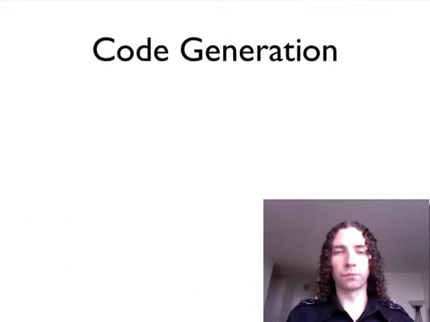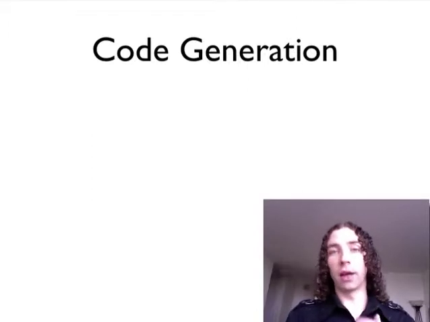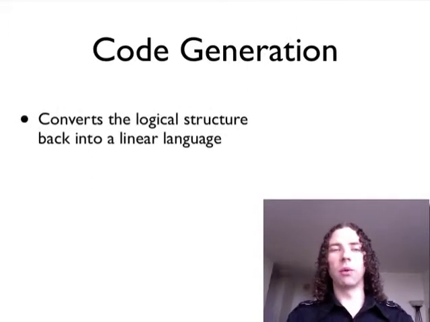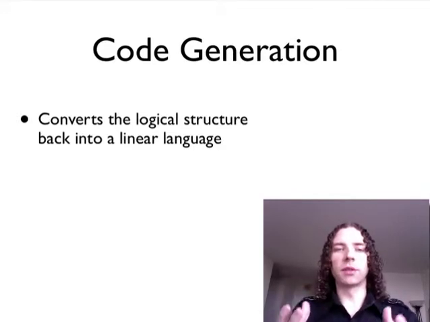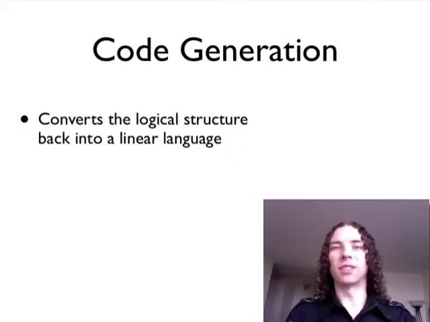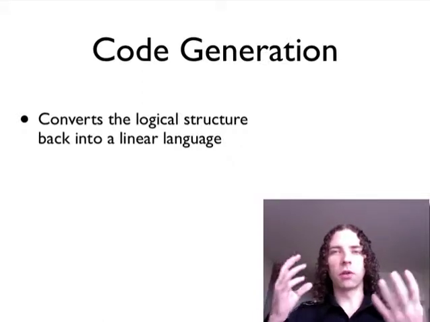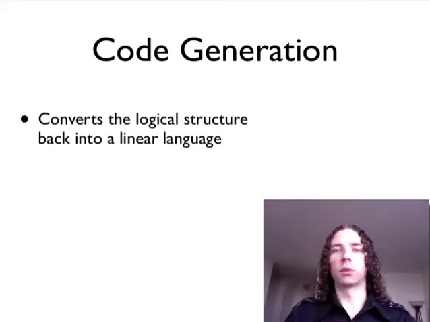Looking at code generation, which is going to be the last phase of an actual compiler implementation, what this does is it converts the logical structure back into a linear language. Remember that a program is essentially like the difference between a thought and your words. The logical structure and the linear language, it's the same thing. When you're thinking about an idea, it's not language. You try and explain it in a language so someone else can interpret what you were trying to say.